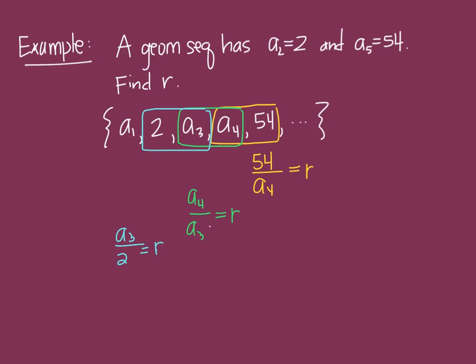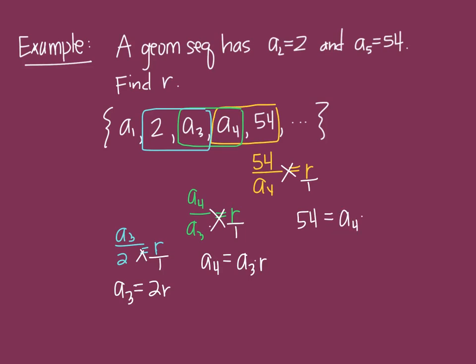So what I'm going to do right now is do a little cross multiplication each time and see what we get. So I'm going to start with, I'll put a 1 here. Cross multiply. I get A sub 3 equals 2R. I'll put a 1 here. I'm going to cross multiply. There, I get A sub 4 equals A sub 3 times R. And I'll put a 1 here and I'll cross multiply, and I get 54 equals A sub 4 times R. All right, now I'm going to work my way backwards.